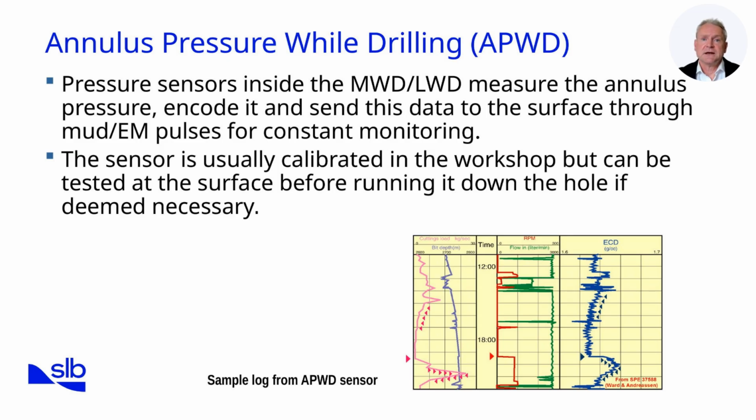The sensors are usually calibrated in the workshop before deployment, but can also be verified at the surface before being run in hole. They are highly reliable and designed to withstand the harsh downhole environment. The log on this slide is a sample output from an APWD sensor. It displays parameters such as cutting load, RPM, flow rate, and equivalent circulating density, ECD.